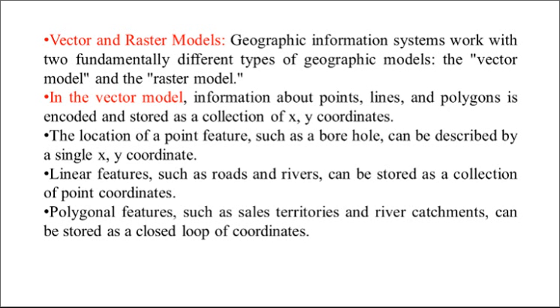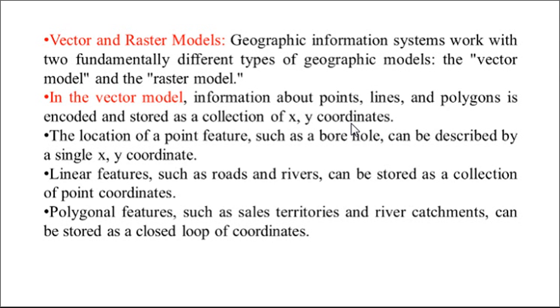In the vector model, information about points, lines and polygons is encoded and stored as a collection of x and y coordinates. This is very important. In the vector model, information about different points, different lines or polygons is encoded and stored as a collection of x and y coordinates of that particular point, line, or polygon.